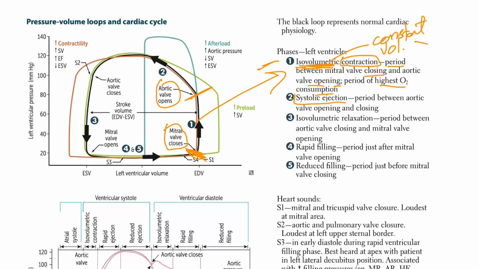Systolic ejection is the period between aortic valve opening and closing. So let's change color. This is point 2, which is point 2 here. So from this point, when the aortic valve opens, to this point, it is going to be your systolic ejection, which is the period between aortic valve opening and closure. Okay, now what's the next one?